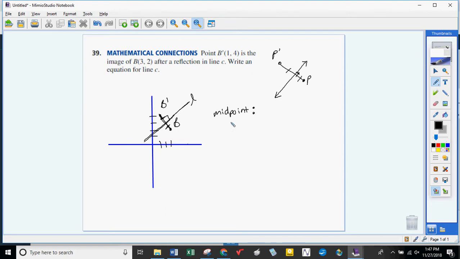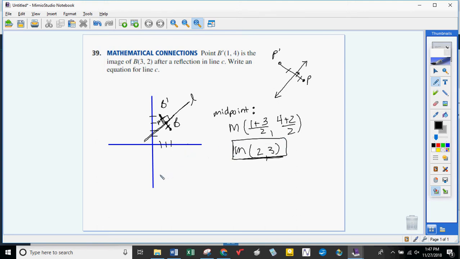So the midpoint, which I'm going to call capital M, is going to be the sum of the x coordinates divided by 2 and the sum of the y coordinates divided by 2. So the midpoint, 4 over 2 is 2, 6 over 2 is 3, so here's my midpoint.